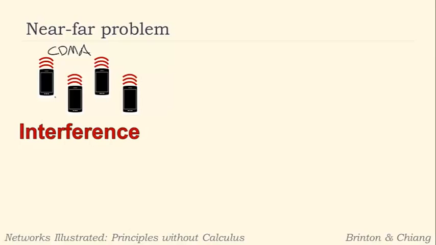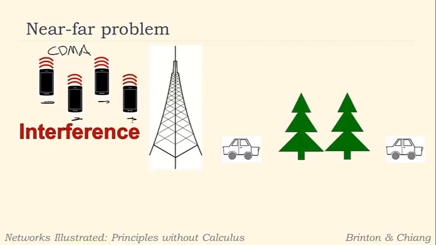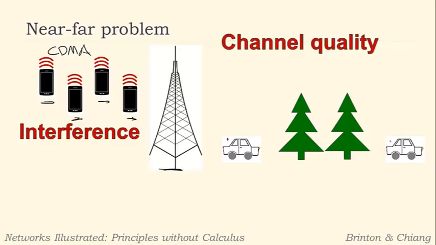Now, in this diagram, we have all these transmitters in very close proximity to one another. But this problem gets exacerbated when we have transmitters that are different distances away from the recipient tower. We could have one transmitter in your car, maybe, and another transmitter that's behind a few trees and much farther away from the cell tower. So we say that this one is going to have much better channel quality than the one over here, because there are trees and a lot more distance in between.